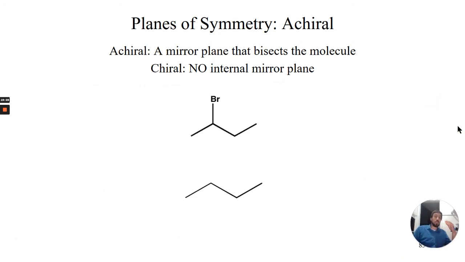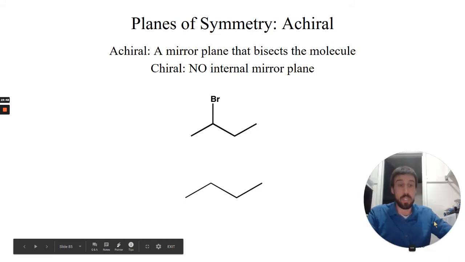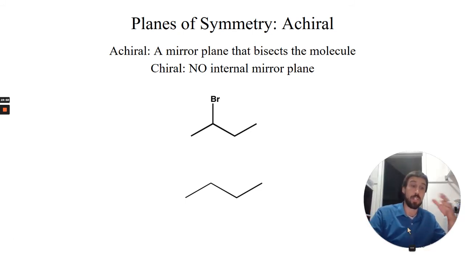So let's look at some examples and try to find those mirror planes, or not mirror planes. First and foremost, we're going to see an issue in the very first example here. What's that issue? The issue is that we decided not to show a wedge or dash. Should we have shown a wedge or a dash? Really the only reason we need to show a wedge and a dash is if there's a chiral center.